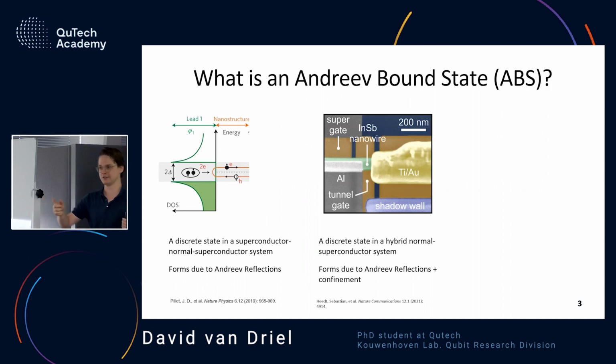The reason it happens is you still have the Andreev reflection at the superconductor interface, but then you have just ordinary reflection, let's say, on the other side of the nanowire. So you have to double this loop in your mind, and eventually you find a way to infinitely keep going, and you get the same kind of bound state, except with 1 superconductor. So in this case, an Andreev bound state is a discrete state in a hybrid normal-superconductor system, which forms due to Andreev reflection and confinement. These are the systems that we usually work with in our lab.